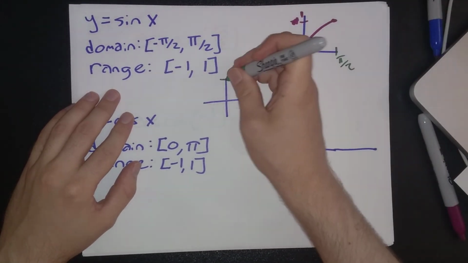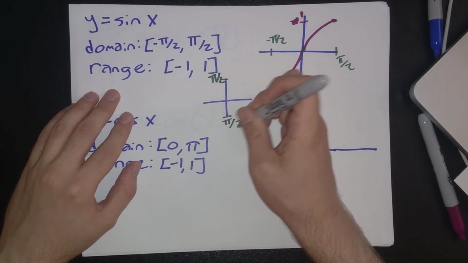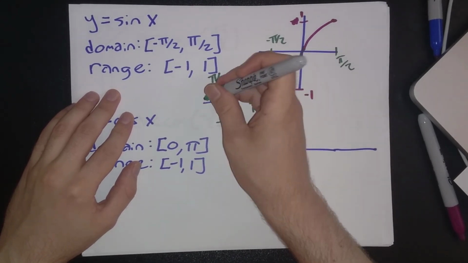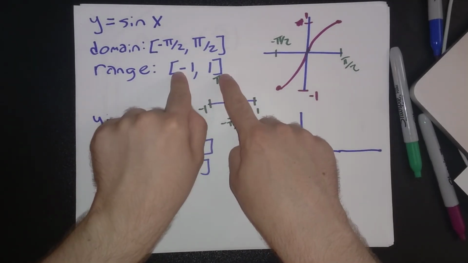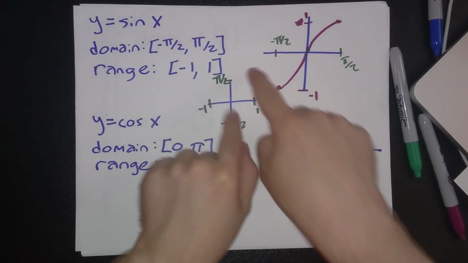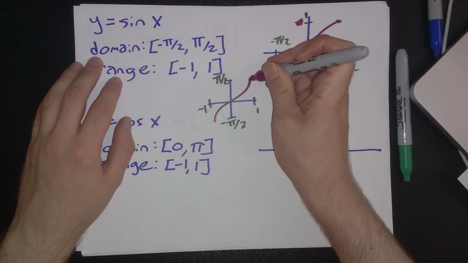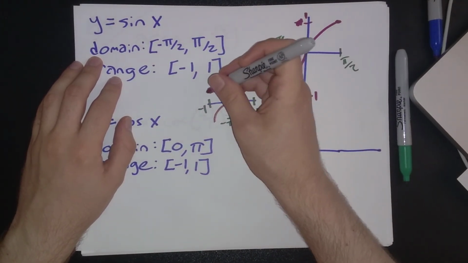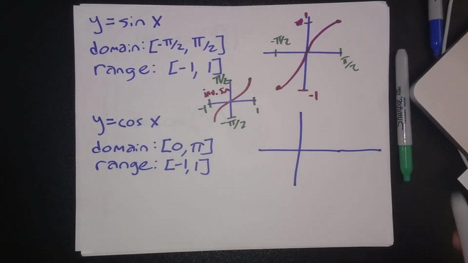So we interchange the roles of the domain and the range. So the range was -1 to 1. That's the domain of our new function, and vice versa. And so it looks something like this. So this would be the inverse sine function.